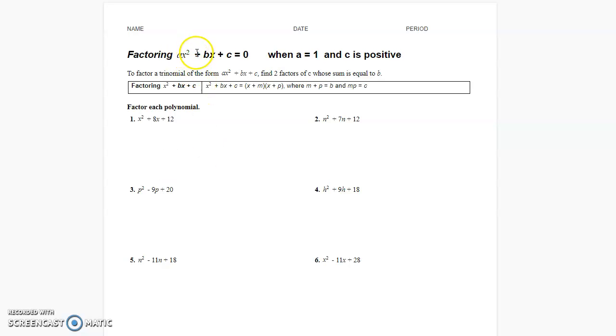So factoring ax squared plus bx plus c equals 0. The a is what would be in front of the x squared or the p squared. B is the number in the middle, 8 or negative 9. And c is the number on the far right, like 12, 20, 18, and 12. Okay, and when a is 1, notice there is no number to the left of the variable squared on any question, and c is positive. Notice they all say plus.